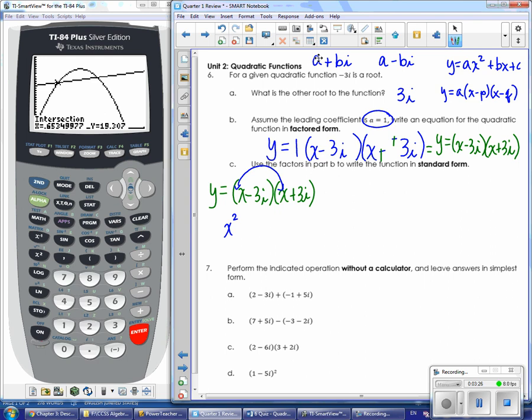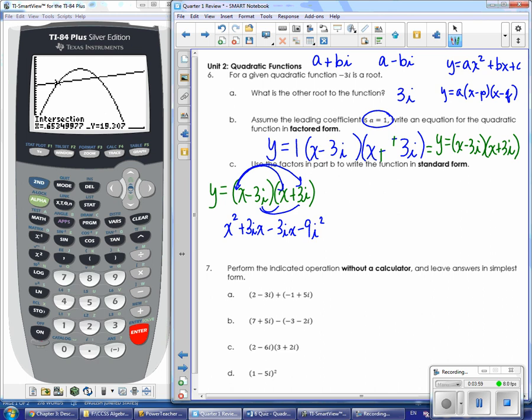The O stands for multiplying your outer terms, so that would be x times 3i. That's going to give you a positive 3i times x. The I stands for multiplying your inner terms, so that's going to be a negative 3i times x, or simply negative 3ix. And then the L stands for multiplying the last terms in each of the parentheses: negative 3i times positive 3i. If you multiply the coefficients, you're going to get a negative 9. When you multiply your i's together, remember that's going to give you an i squared.